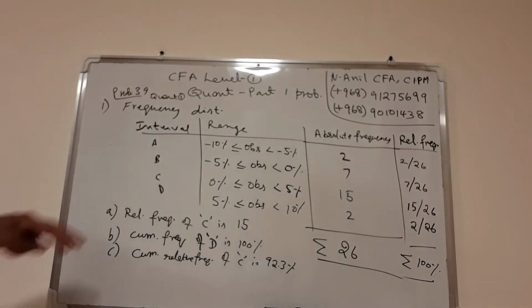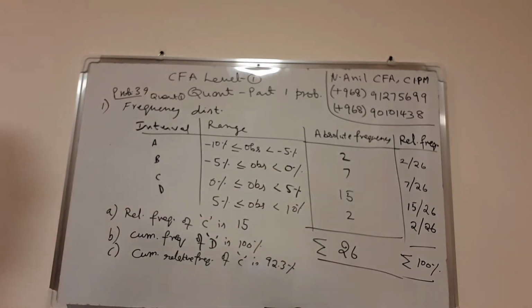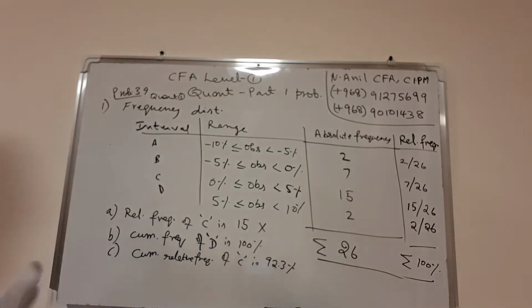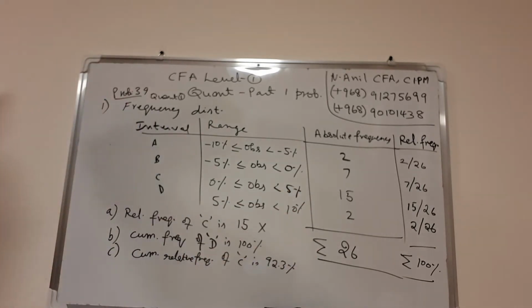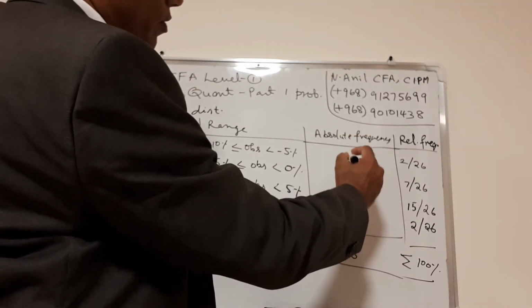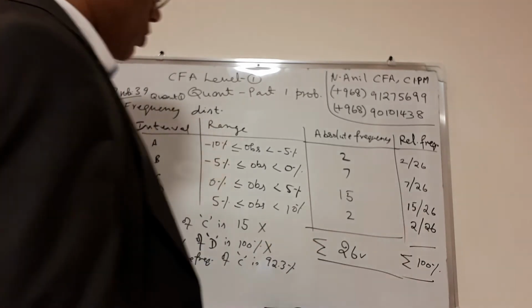Okay, now if you go to the options, the relative frequency of C is 15. This is wrong. It is actually the absolute frequency. So this is wrong. The cumulative frequency of D is 100. Okay. Now cumulative frequency means the sum, which is not 100, which is 26. This is the cumulative frequency.